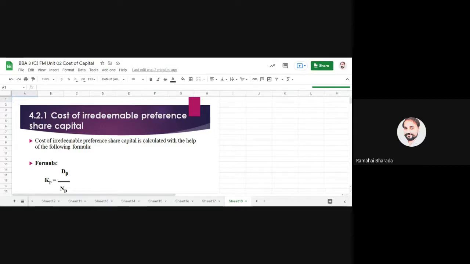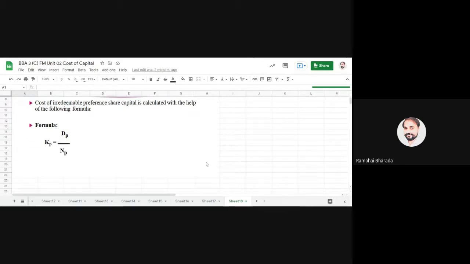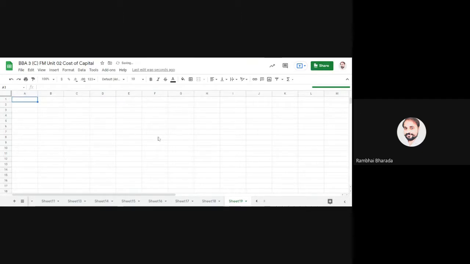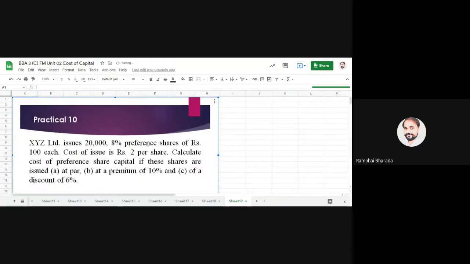Now, write down the formula. Here KP is equal to DP upon NP. DP stands for dividend on preferences. KP is equal to DP upon NP. Formula done? Okay, let's take one practical question to understand this. Practical question number 10.